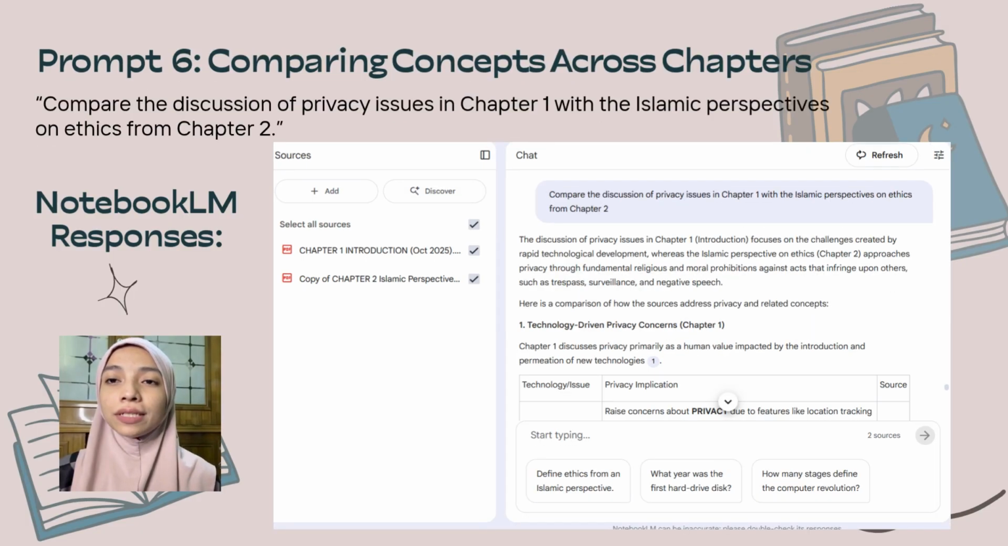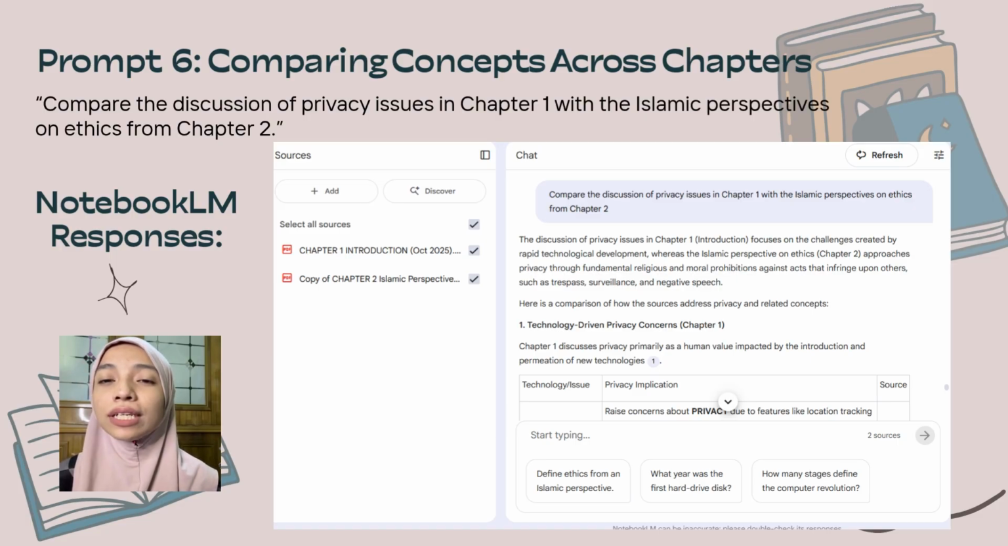Prompt 6: Comparing concepts across chapters. This prompt helps students compare two ideas or topics from different chapters. Notebook LM looks at the information and shows how the ideas are related or different.